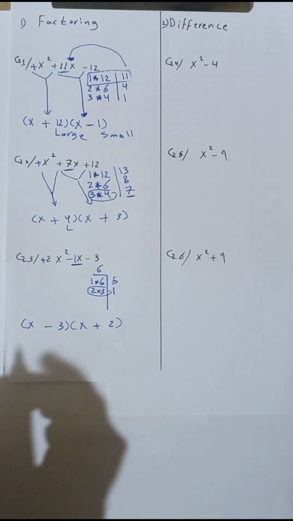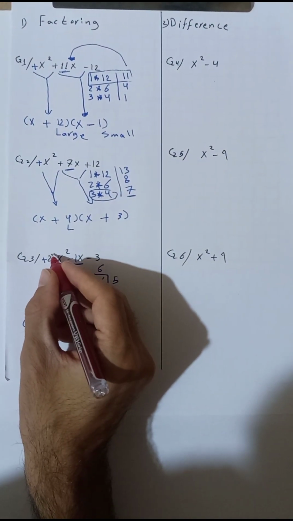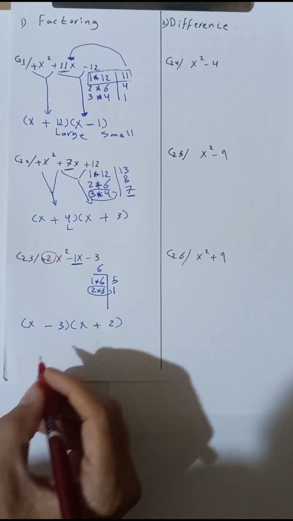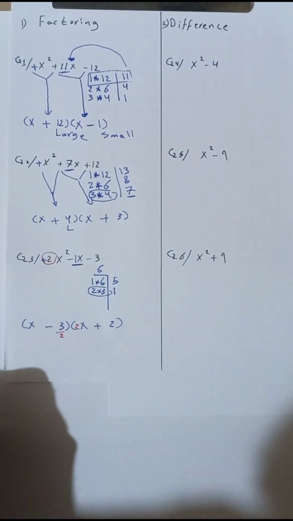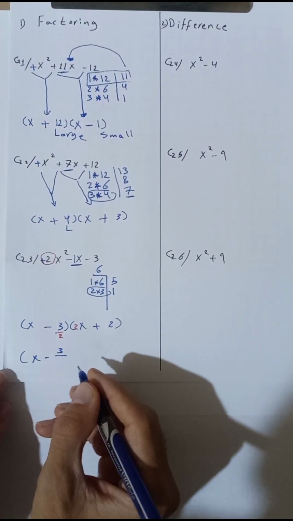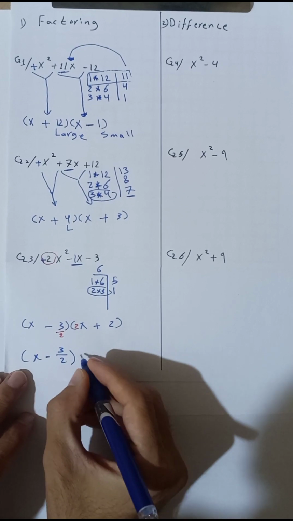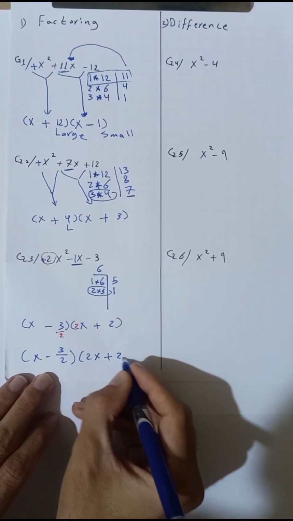Now the effect of the coefficient will appear here and here. So the answer is x minus 3 over 2 times 2x plus 2.